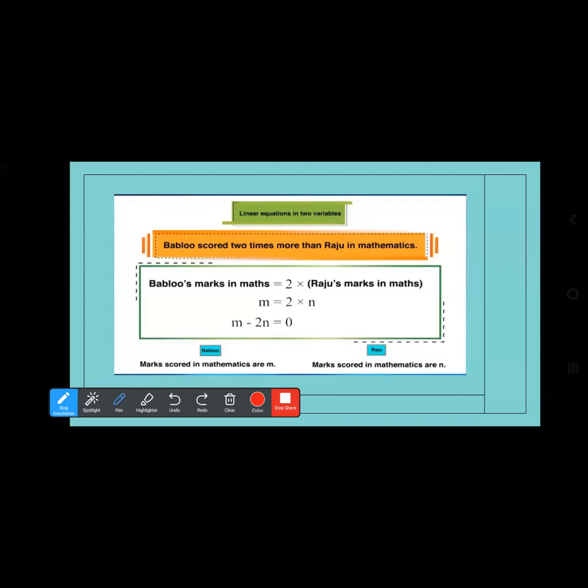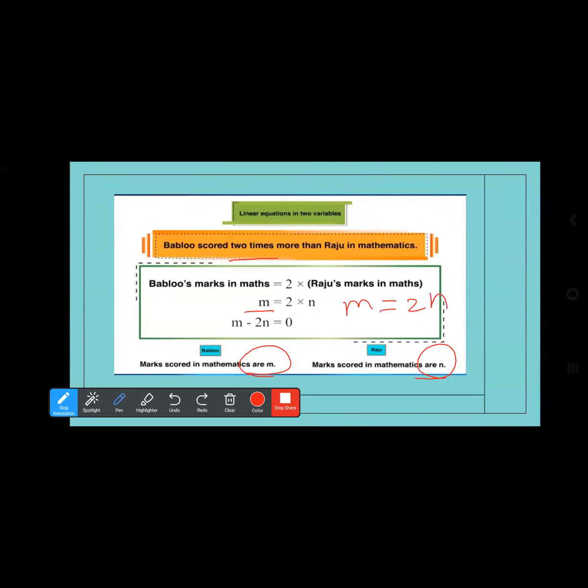So Bablu's marks in maths, "is" means equal to, and "of" means multiplied. So Bablu's marks in maths is 2 times, twice, Raju's marks. If I take Bablu's marks in maths as M and Raju's marks as N, then the equation will be M equal to 2 times N, that is 2n. So m equals 2n.